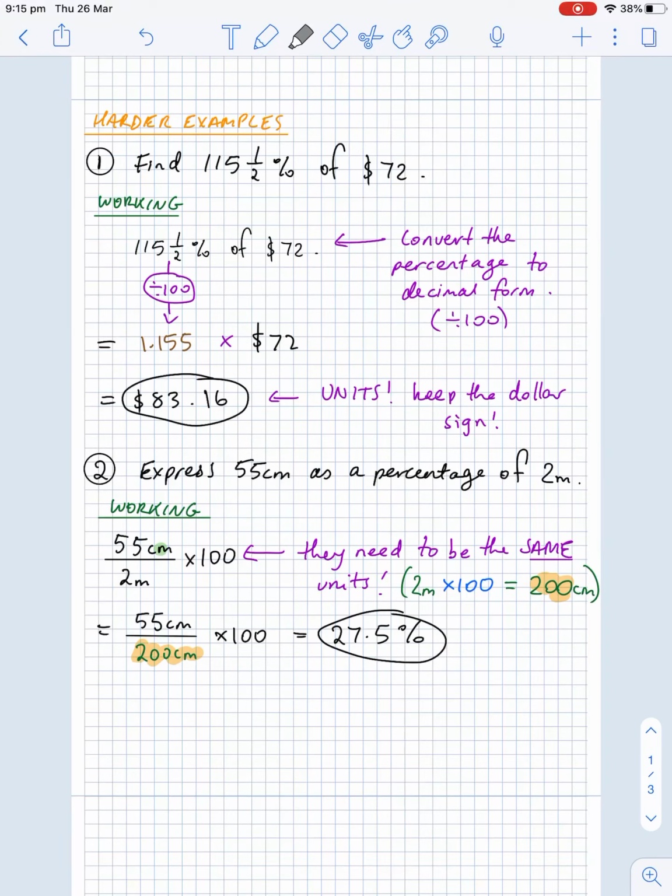A lot of people won't. A lot of people will put a percentage sign there. That is incorrect. You're finding an amount. I've given you the percentage. You need to tell me the amount.